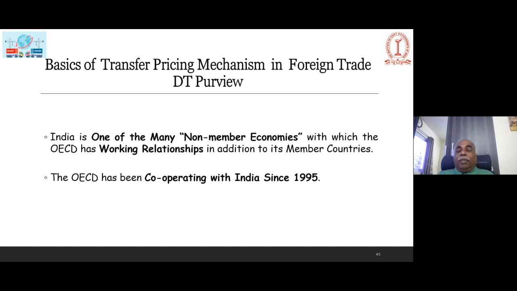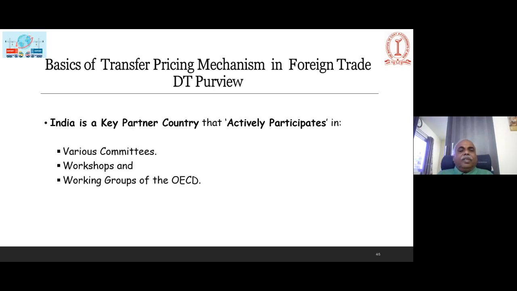member. But whenever some judgments are there in various courts on account of a transfer price mechanism, and whatever the OECD guidelines are there, they are adopting them also. In India, the key partner country actively participates in various committees, even though India is not a member of the OECD. We are participating in their committees, workshops, and working groups of the OECD. We learned a lot on account of this. Even though we are not a member, still we are participating.